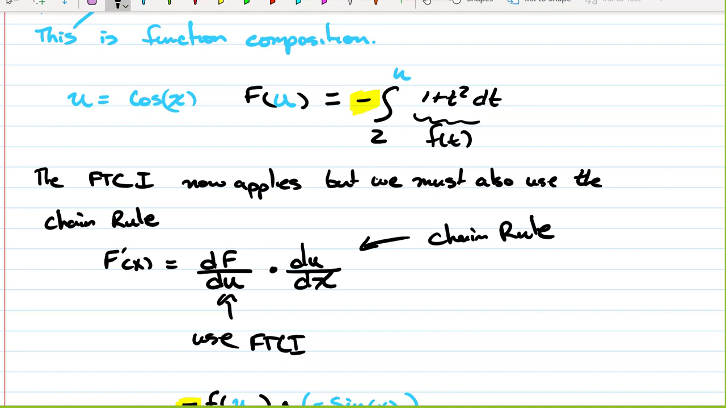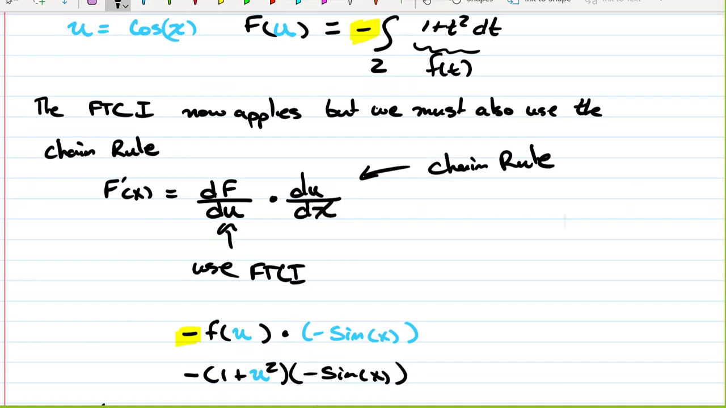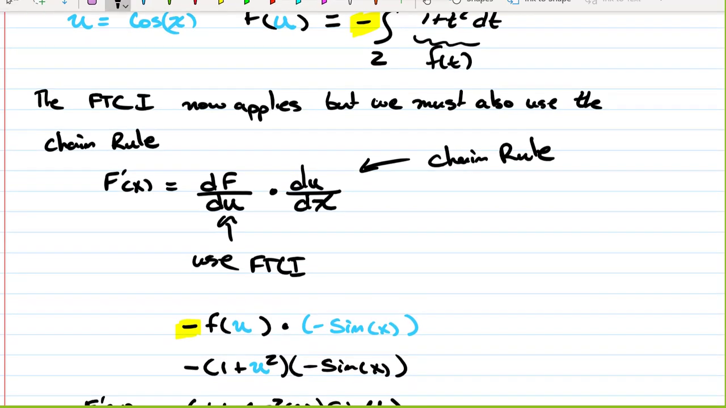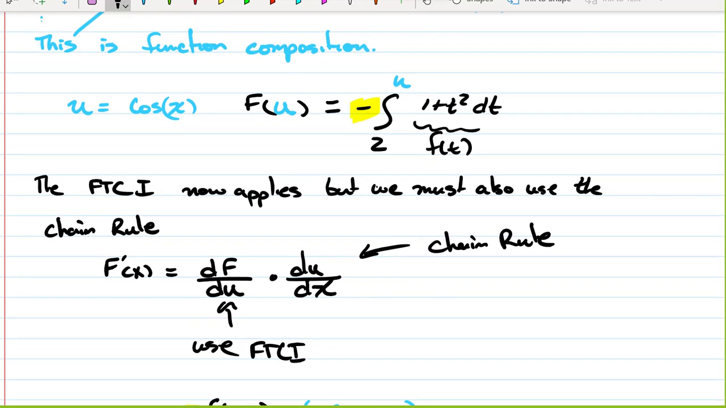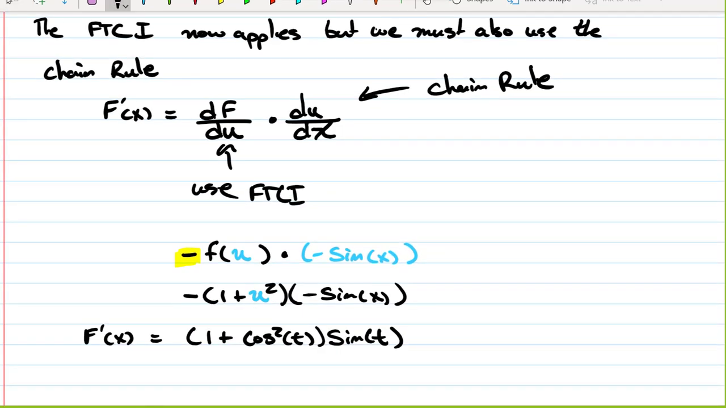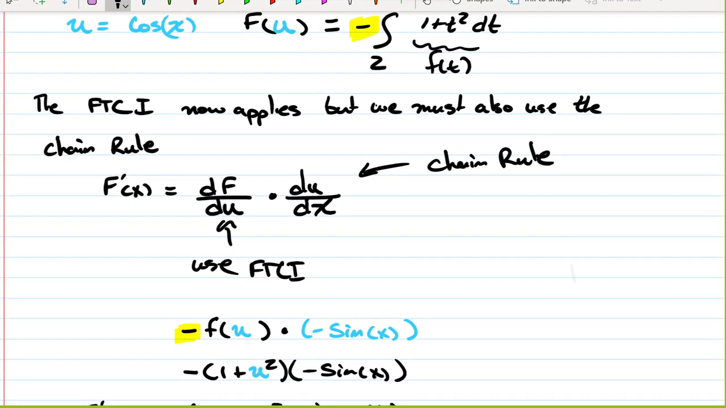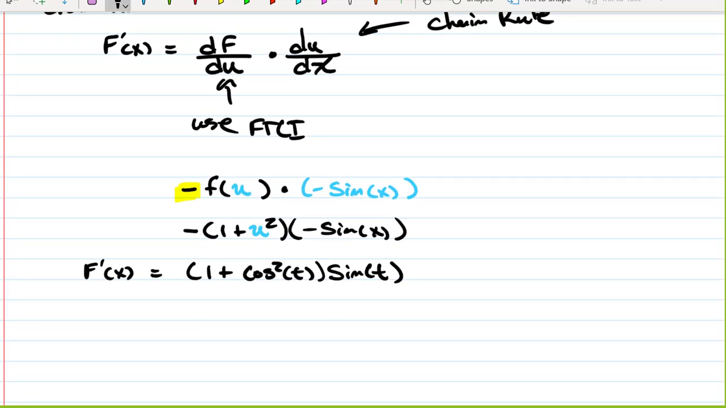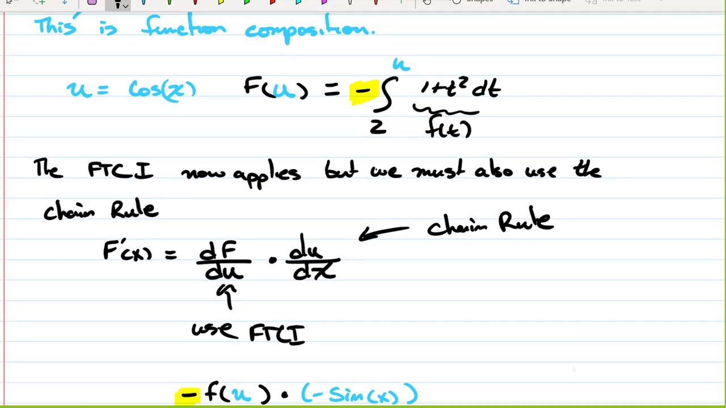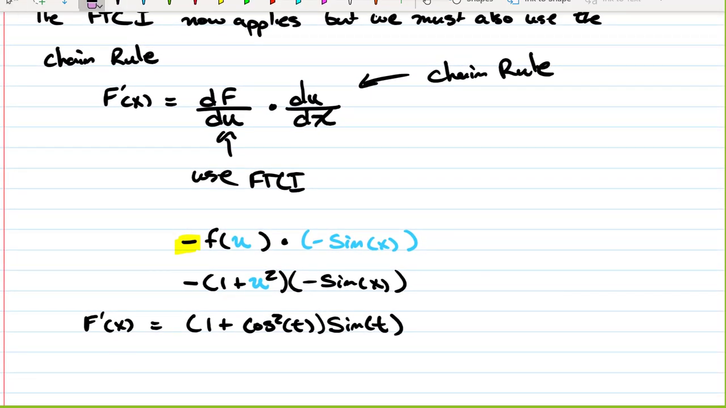So the chain rule says that the derivative of F of x is df du du dx. But to take the derivative of df du, this is where we needed to use the Fundamental Theorem of Calculus Part 1. And then the du dx was just our regular derivative. So applying the Fundamental Theorem of Calculus, we replaced all of our t's with u, which gave us this. But then since we were also using the chain rule, we had to replace all of our u's with the cosine of x. I changed all these back to t's. They should have been x's. That is a typo.